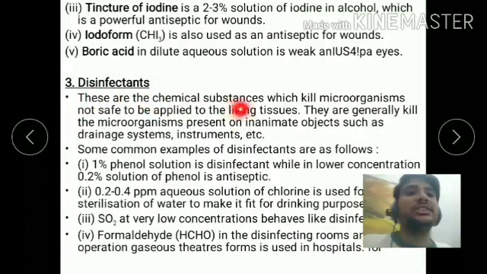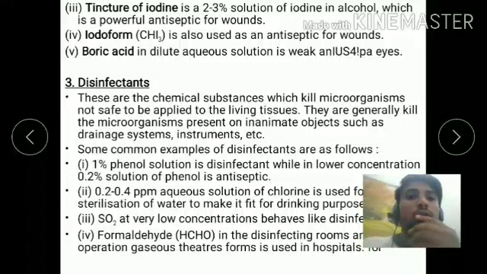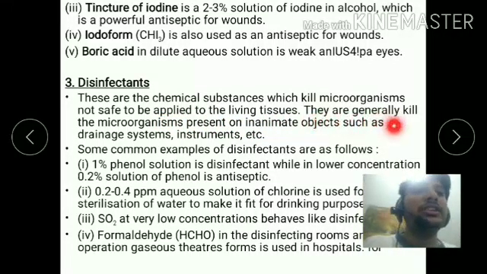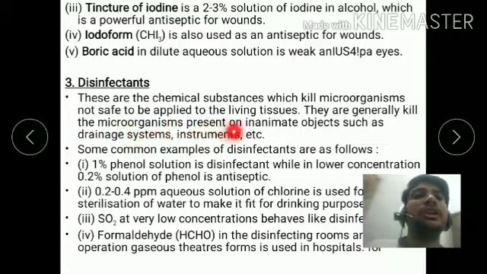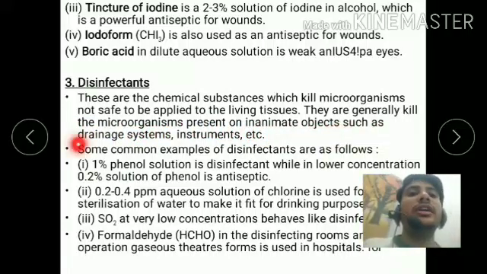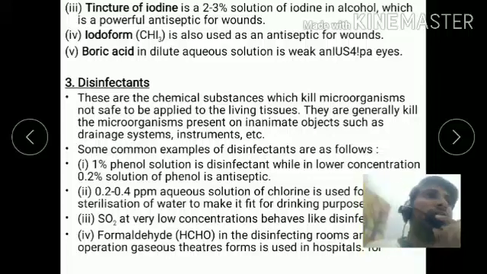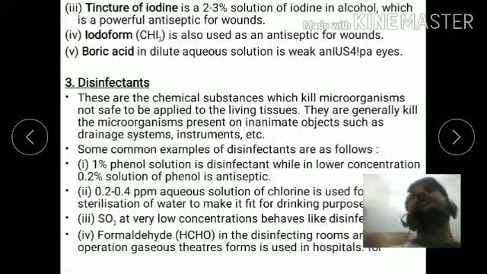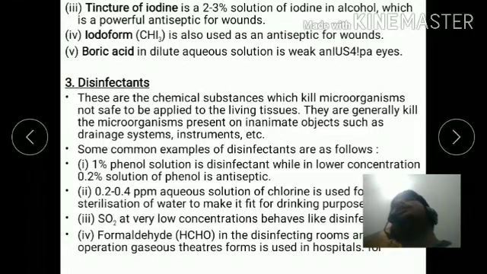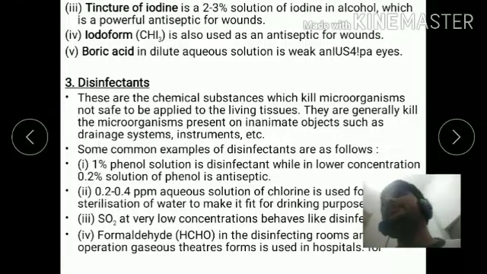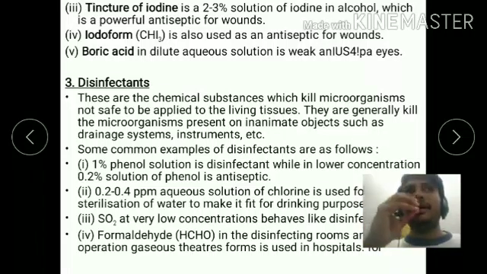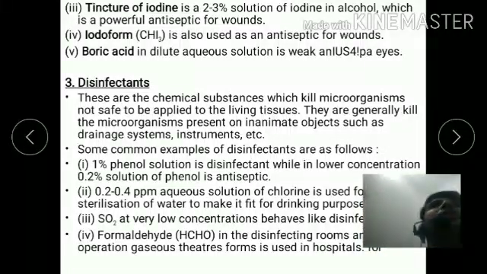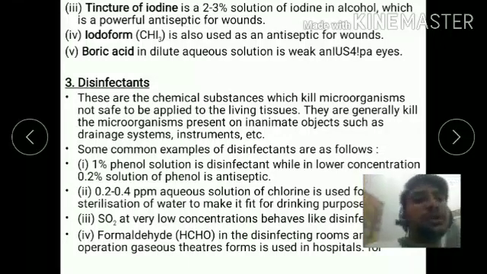These are the chemical substances which kill microorganisms, not safe to be applied on living tissues. They generally kill the microorganisms present on inanimate objects such as drainage systems and instruments. Disinfectants you can see in your newspaper and TV news channels. NaOCl, sodium hypochlorite, is a disinfectant that is used by the government to spray all over India for the prevention of coronavirus.